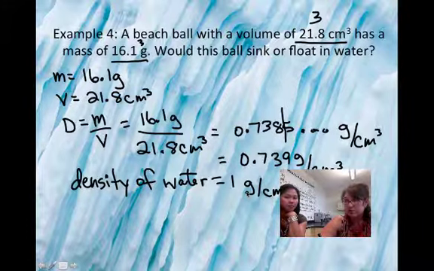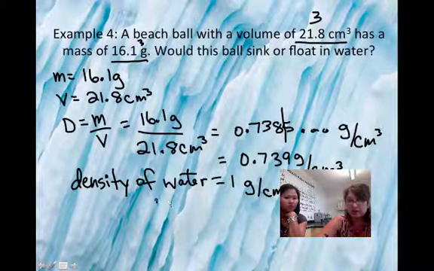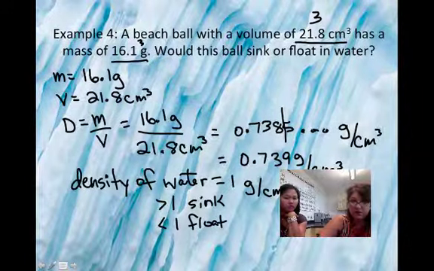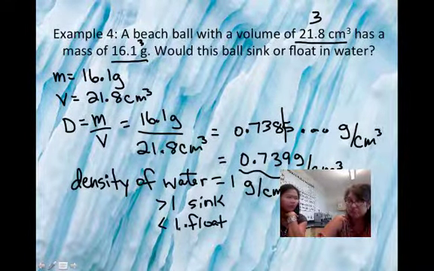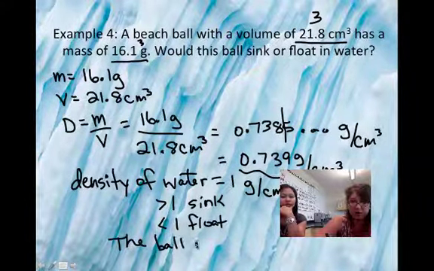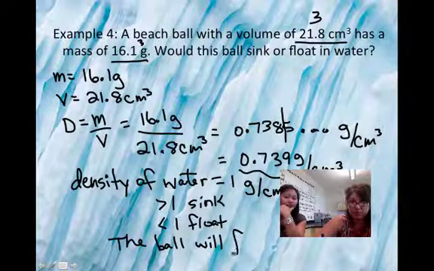Density of water is 1. And if you have greater than 1, it will sink. And less than 1, it will float. So let's look at our density. We have 0.739. That's less than 1. So our answer is the ball is going to float. Yeah, it's less than 1.